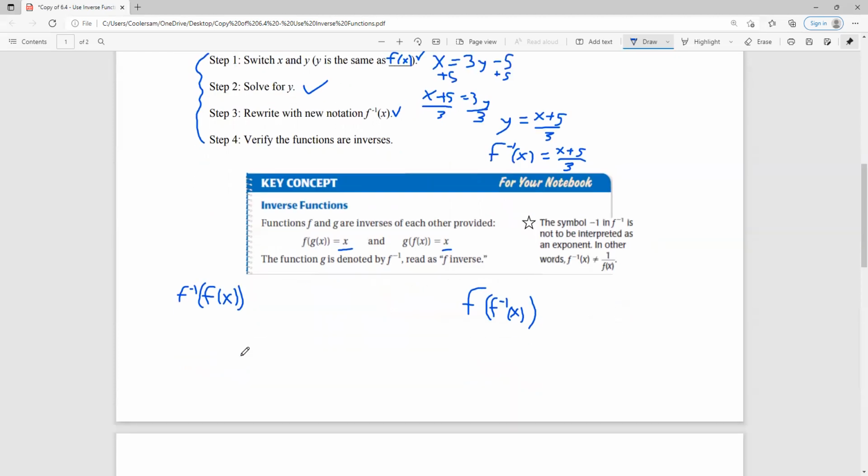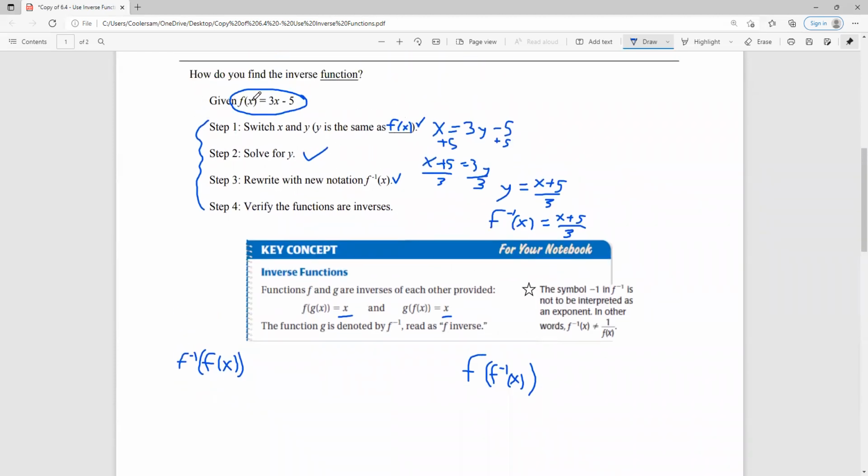All right, so f of x here. So we're gonna take f of x, which is 3x minus 5, and plug it in there. We're just doing what we did last couple of classes, like you guys did on your quiz.